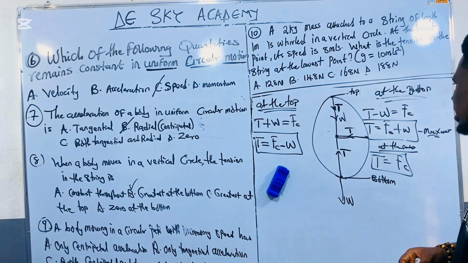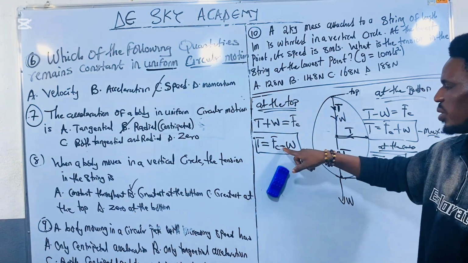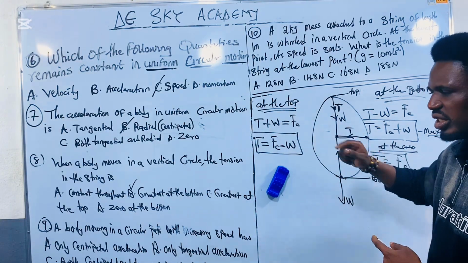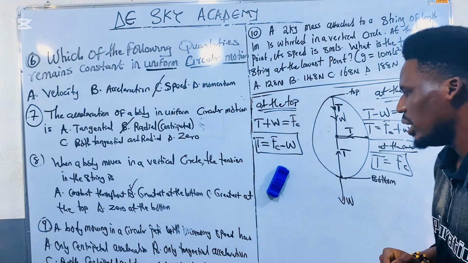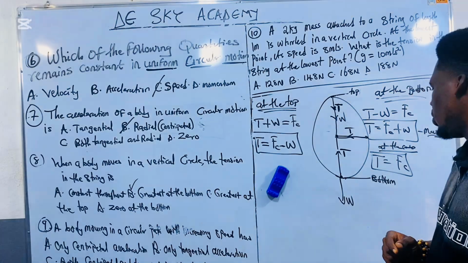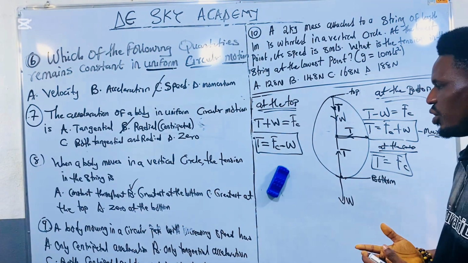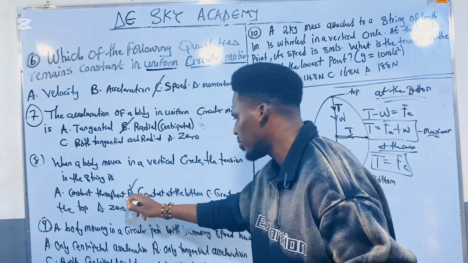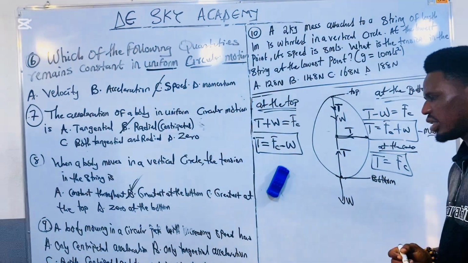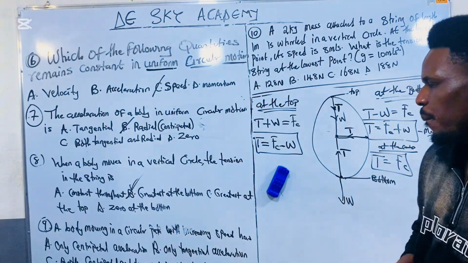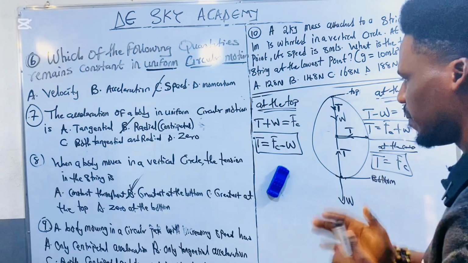C, it is greatest at the top. It is not greatest at the top. Why? Because of the presence of this minus. So it is minimum at the top. Then D, it is 0 at the bottom. No, it can never be 0. So the correct answer is option B. Please note it.